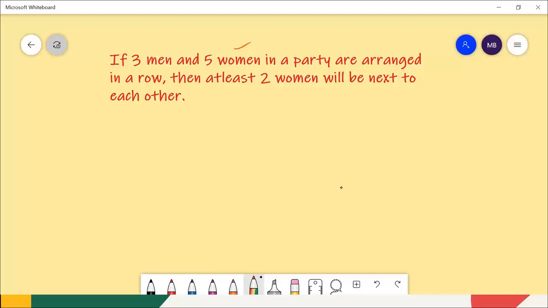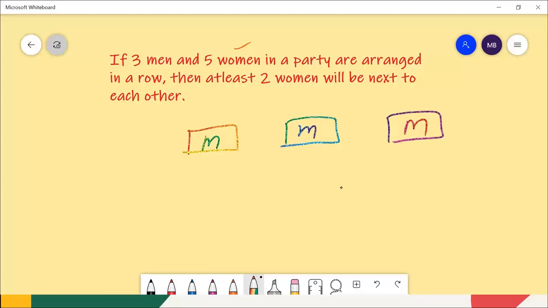So we are having three men. If we put these three men in a row, I have arranged these three men in a way that no man is next to another man. Now there are four gaps in which I can fill these women. Gap 1, gap 2, 3, and 4.